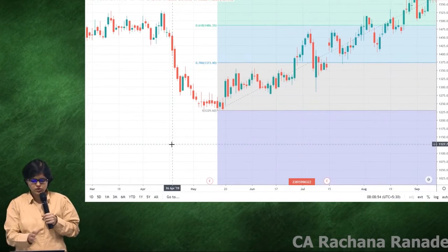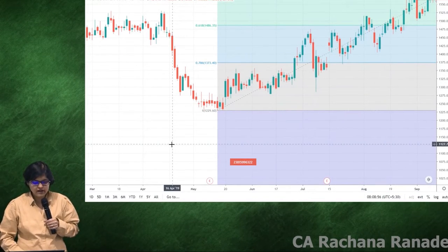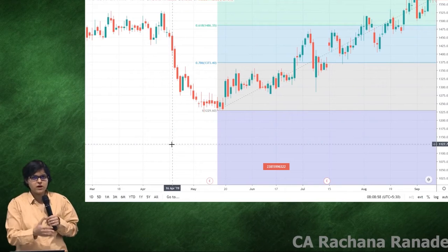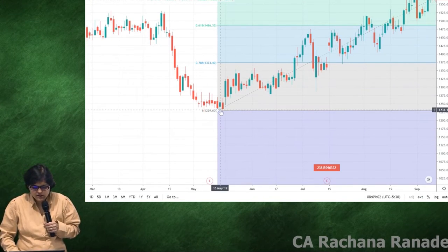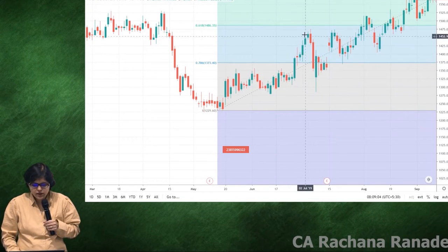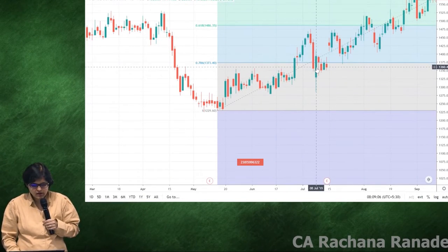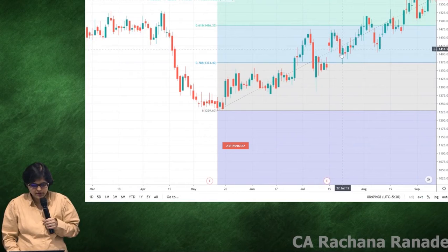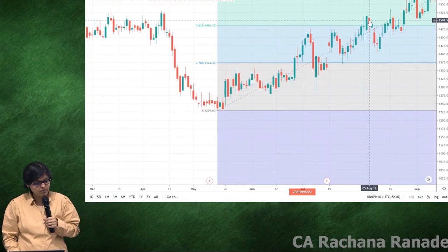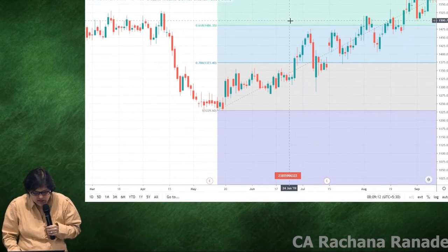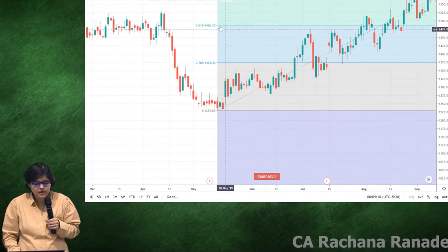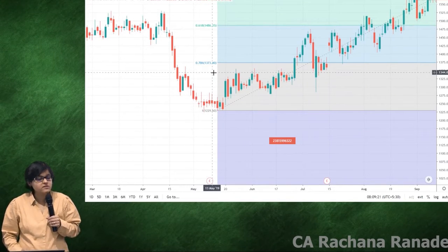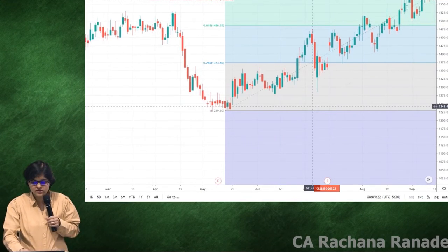Correct. This was the lowest point. Maybe we had taken some previous data also, March data or something like that. Anyways. So now let's check this. The stock is in an uptrend. It went up, retraced to this level, went up, retraced to this level, went up. Which is this level near which it is showing a resistance? 61.8% level it is showing a resistance.